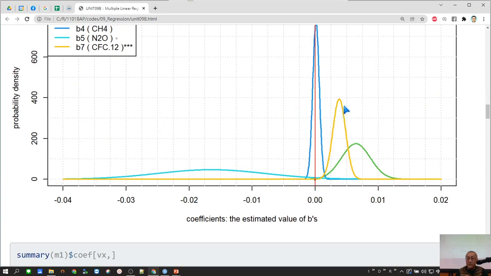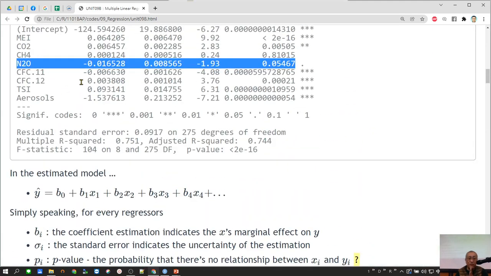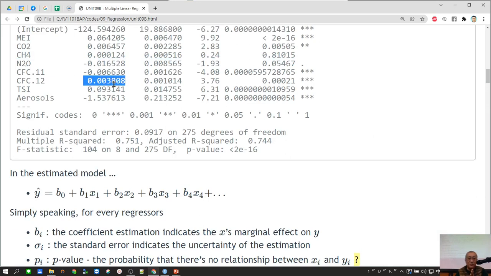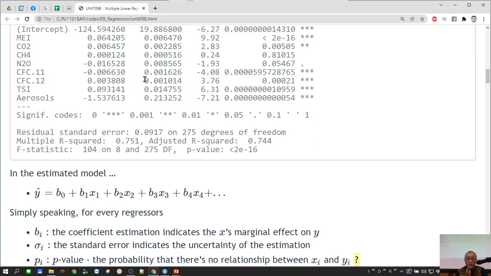And this yellow one is CFC12, okay? Its estimation is smaller than NO2, right? CFC12's estimation is actually smaller than this one, but it is very significant. Why? Because its standard error is very small, right?